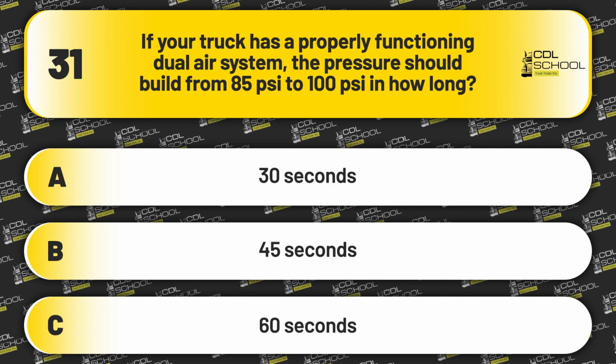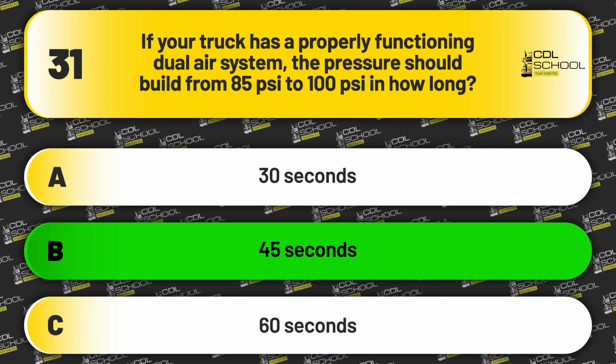If your truck has a properly functioning dual air system, the pressure should build from 85 psi to 100 psi in how long? A, 30 seconds, B, 45 seconds, or C, 60 seconds? The correct answer is the pressure should build from 85 psi to 100 psi in 45 seconds.